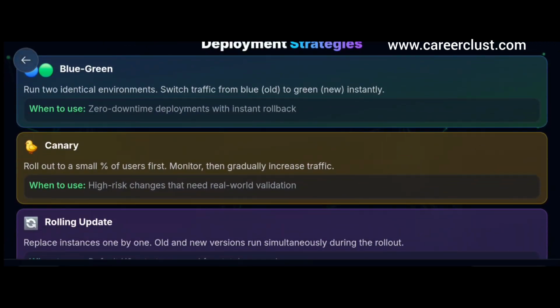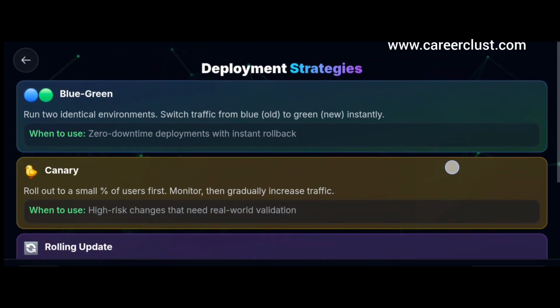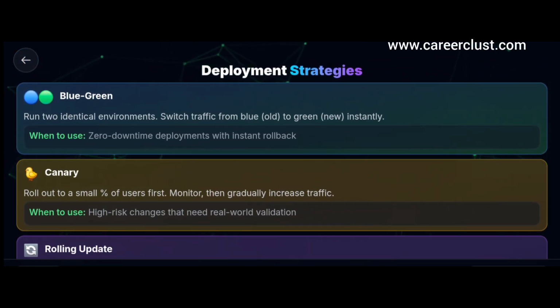And this is very important: deployment strategies. For a good project, what are the deployment strategies we need to follow? The first one is the blue green strategy. The blue green strategy is used to run two identical environments, and switch traffic from blue, that is old, to green, a new instance, instantly. When to use blue green? When zero downtime deployment is required with instant rollback.